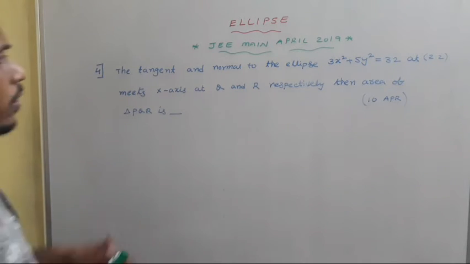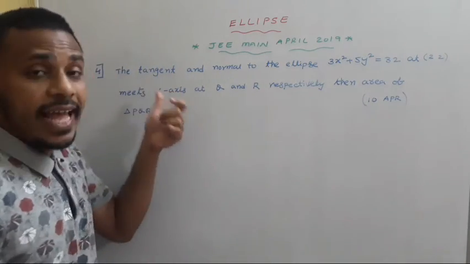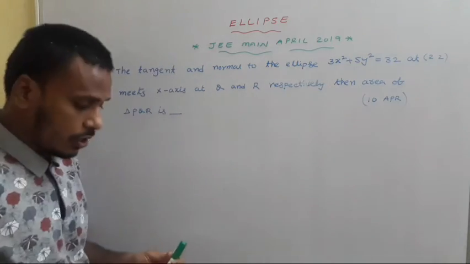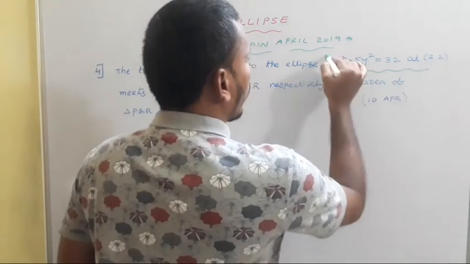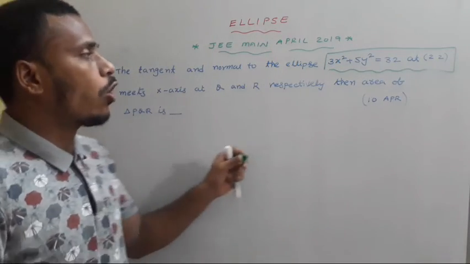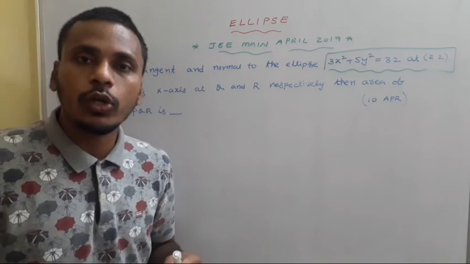Next problem. This question was asked on 10th April 2019. If the tangent and normal to the ellipse 3x² + 5y² = 32 at the point (2, 2) meet the x-axis at Q and R respectively, then we need to calculate the area of triangle PQR.